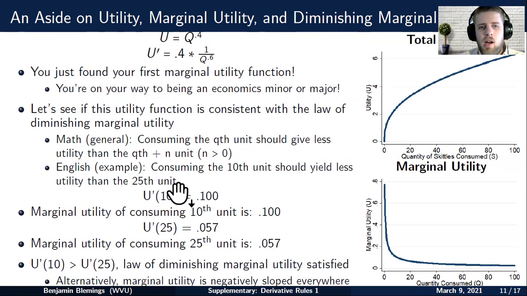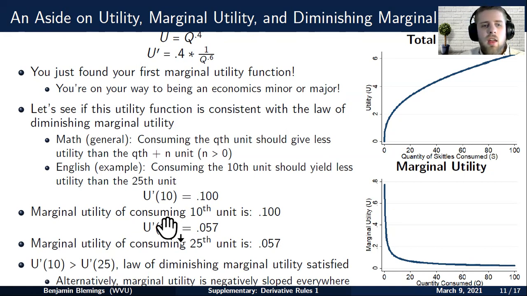All right, so u prime evaluated at the 10th unit equals 0.1. U prime evaluated at the 25th unit equals 0.057. And so we see that the marginal utility of the 10th unit is greater than the marginal utility of the 25th unit. And we have the law of diminishing marginal utility is satisfied everywhere.